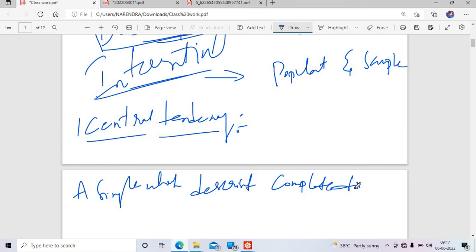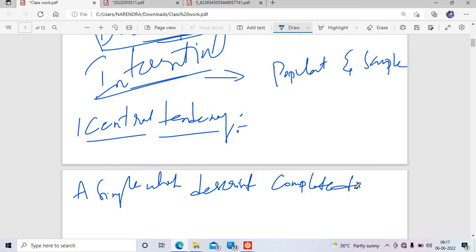A single value describes the complete distribution or set of everything. Different definitions are also available, and this is one of the simple definitions. In central tendency, a single value describes the total part of the distribution. I will tell you some examples to show how to identify whether it is central tendency, dispersion, and so on.